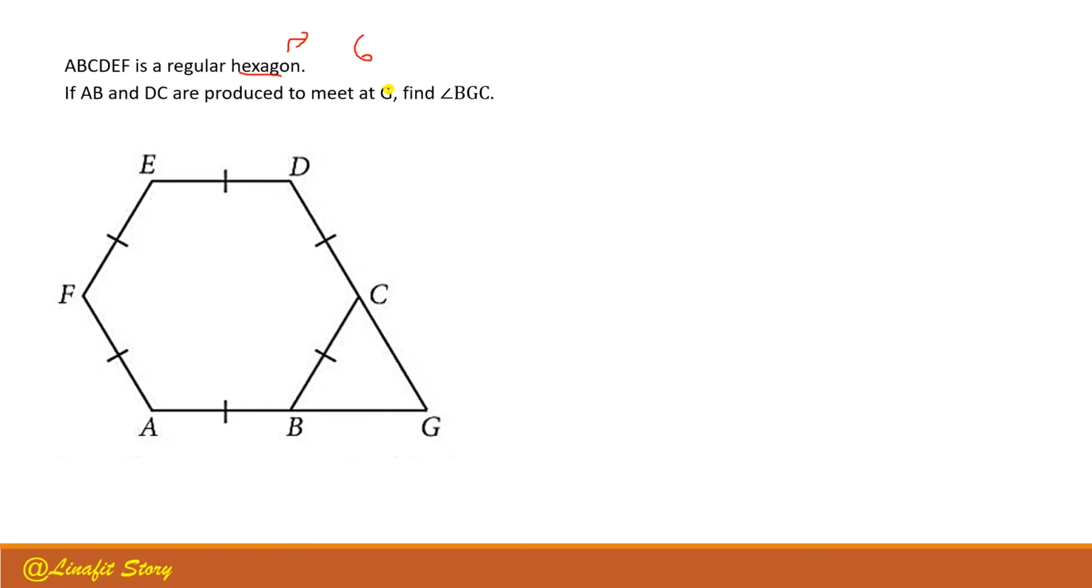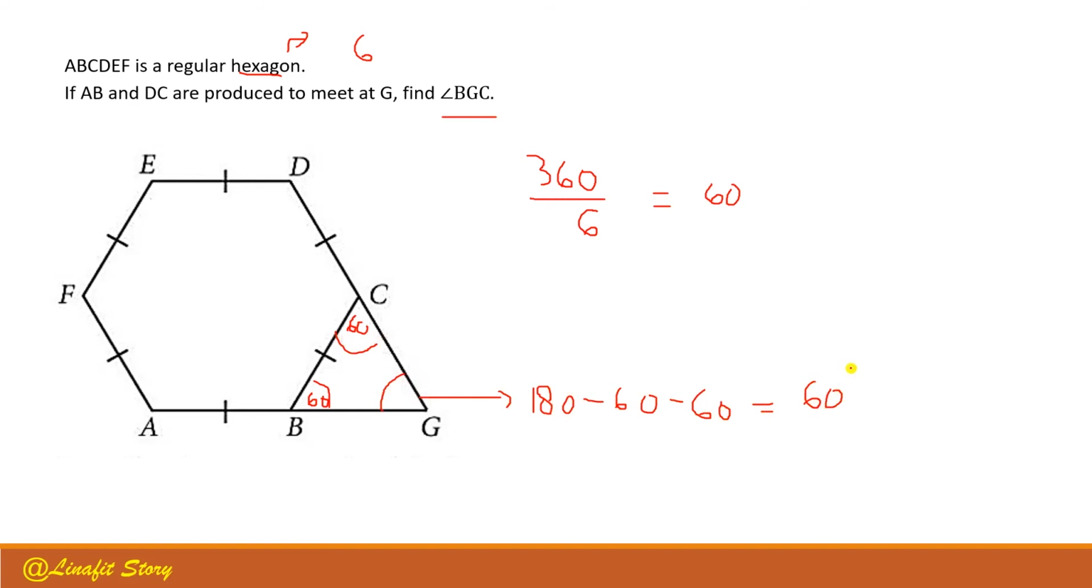Now we will find the size of each exterior angle of the hexagon. So 360 divided by 6 is equal to 60 degrees. So this is 60 degrees. This is also 60 degrees. Therefore, BGC is equal to 180 minus 60 minus 60, which is equal to 60 degrees.